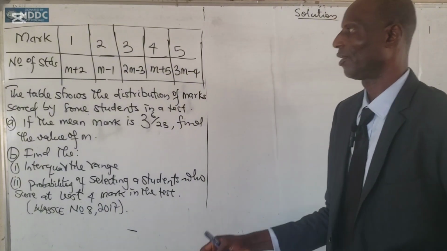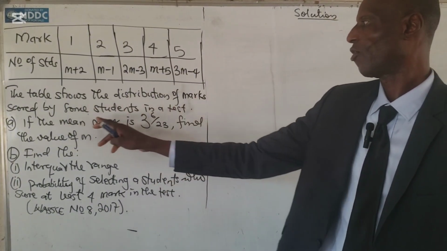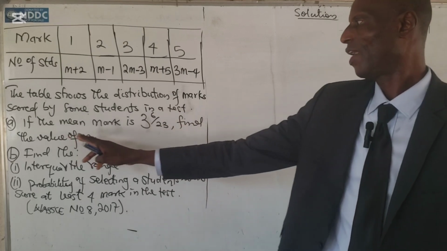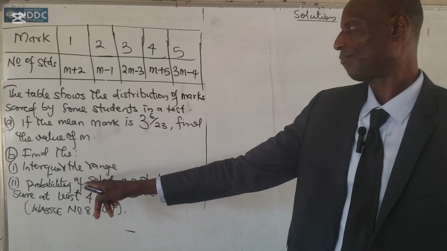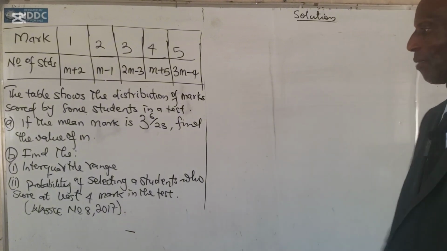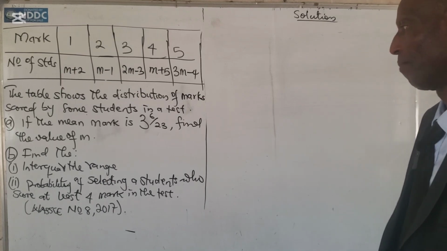If you follow me on the board, it's a WAEC question. The table below shows the distribution of marks scored by some students in a test. (a) If the mean mark is 3 6/23, find the value of m, and (b) find the interquartile range and the probability of selecting a student who scored at least 4 marks.